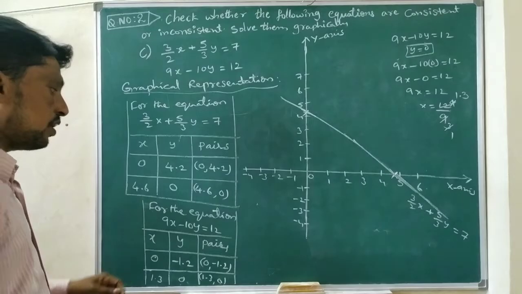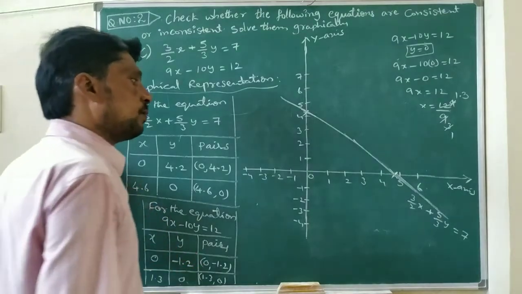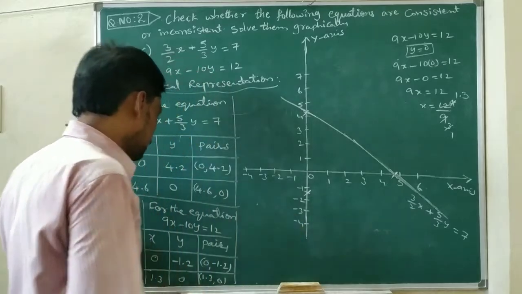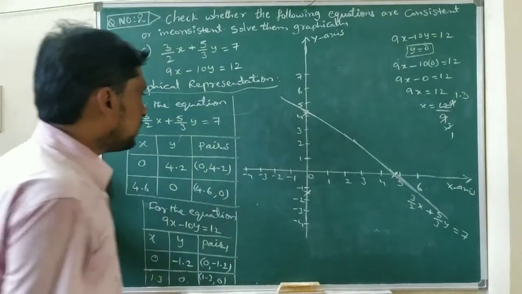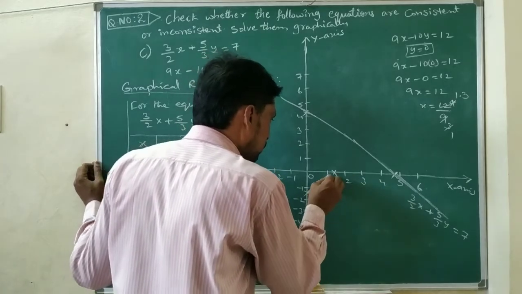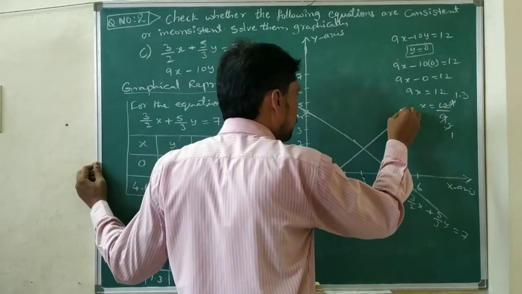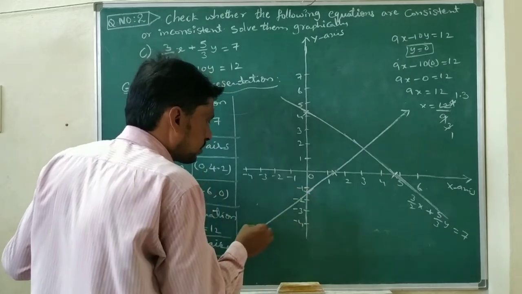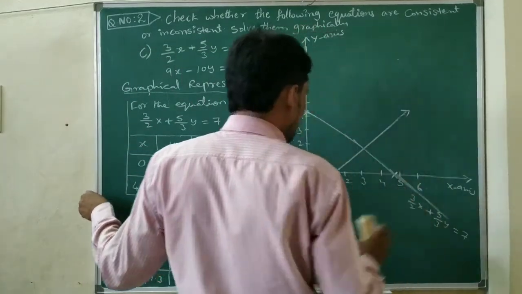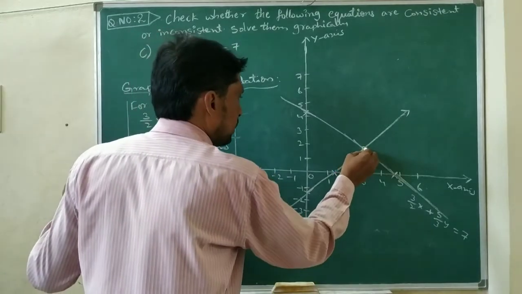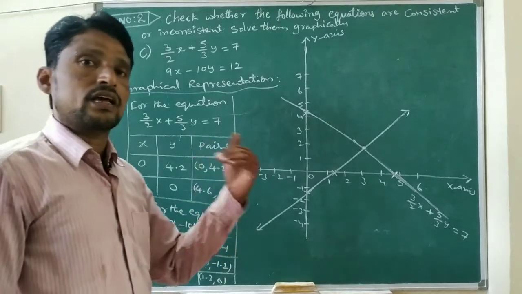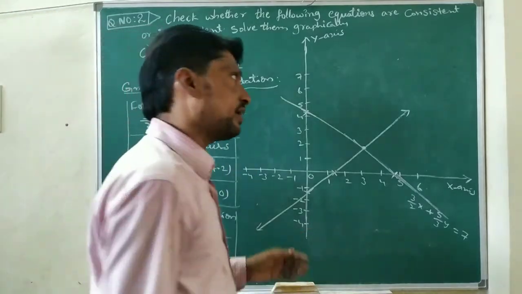Now you have to plot (0, minus 1.2), which we get here, and (1.3, 0), which we get here. Extending this line, we get it like this. This is the rough work. The two lines are intersecting, and that intersection point is what we need to take. We take it on the graph sheet, where we get the exact value.